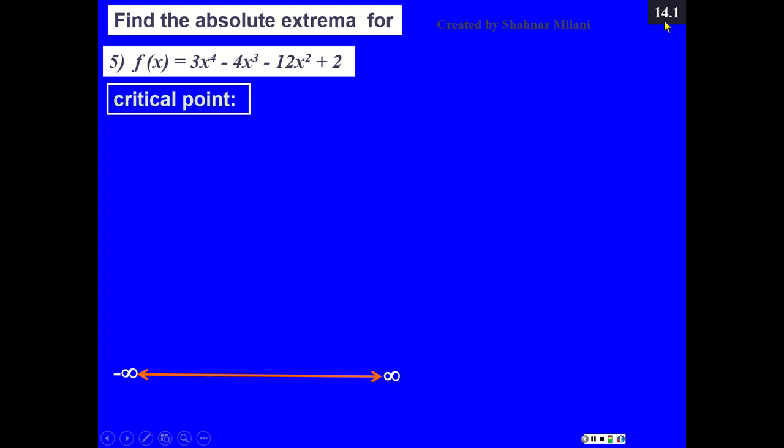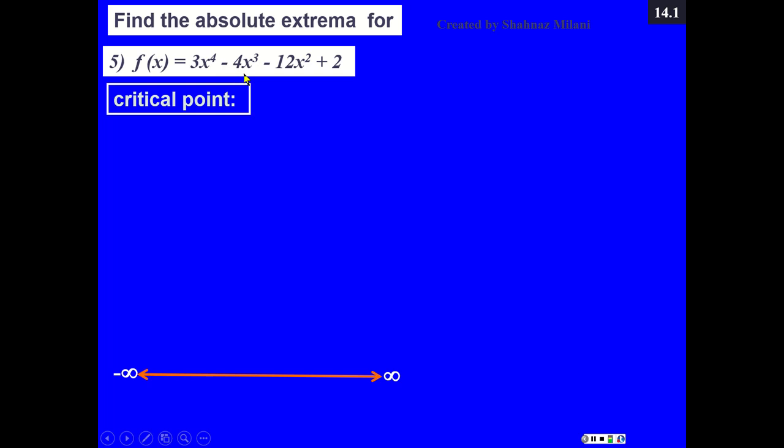Chapter 14, Section 1. From this problem, we are trying to find the absolute max, absolute min. But in this problem, I do not have any special direction. That means I have to find the absolute max, absolute min from minus infinity to positive infinity. That's the reason. Draw the line and label your domain.